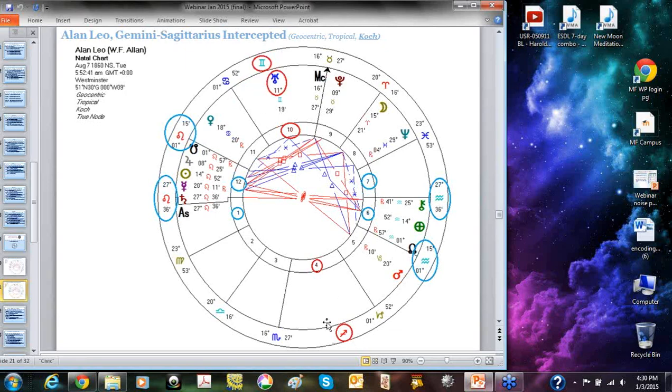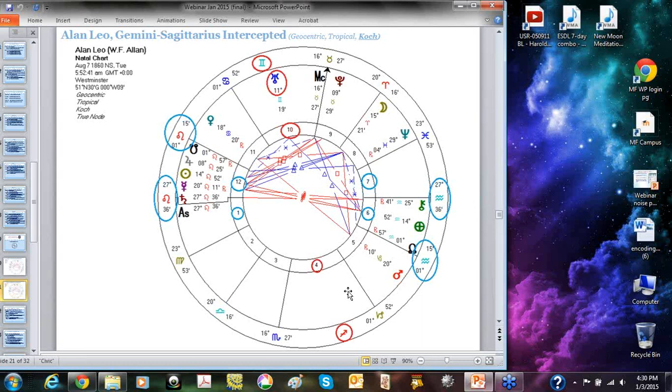So therefore, it sets up, again, a double reinforcement of a sign on two cusps. And in this case, it's the same two. So again, what does all that mean? It means that sometimes we have to look a little carefully to see what is intercepted and what is not. And that's why some astrologers don't put that much emphasis on interceptions, because they change.